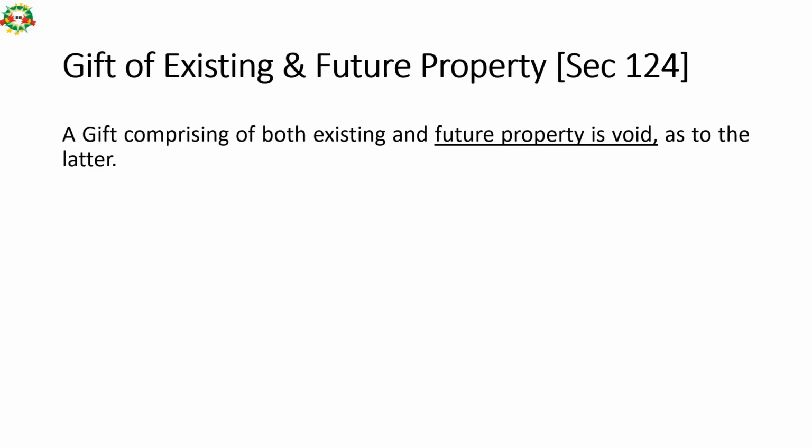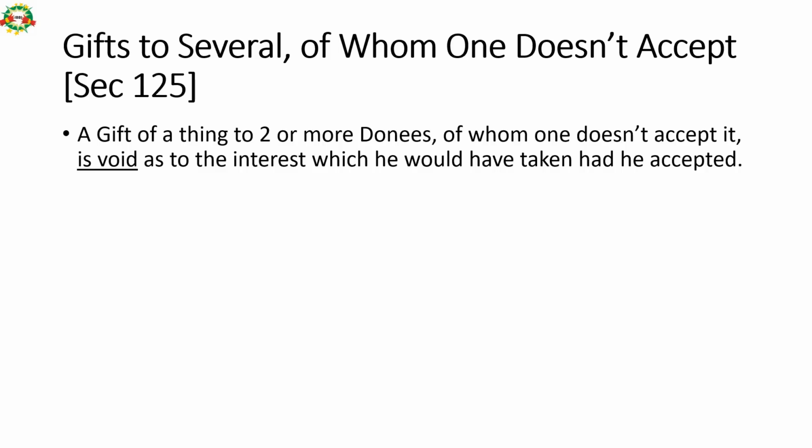Gift of existing and future property. A gift comprising both existing and future property is void as to the latter. So future property cannot be gifted. Gift to several of whom one doesn't accept. A gift of a thing to two or more donees of whom one doesn't accept it. Say I have given a gift to two or more persons, out of which one person accepted and one person doesn't accept, the gift is void as to the interest which he would have taken had he accepted.